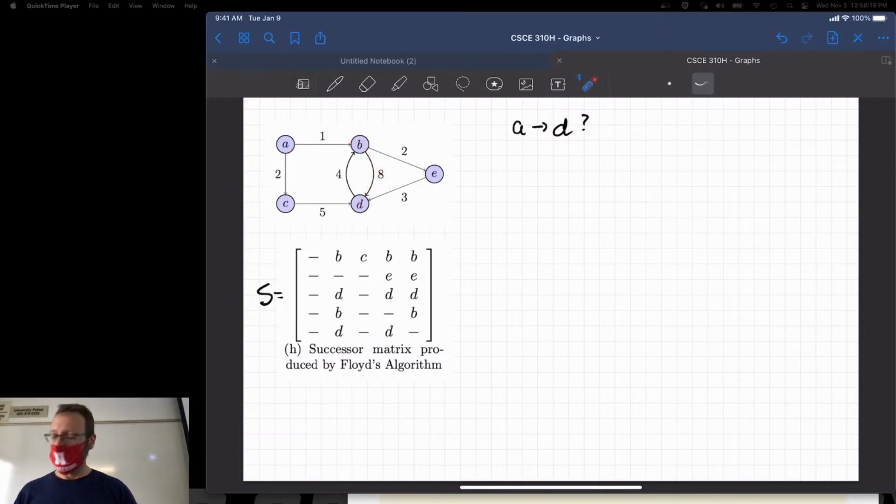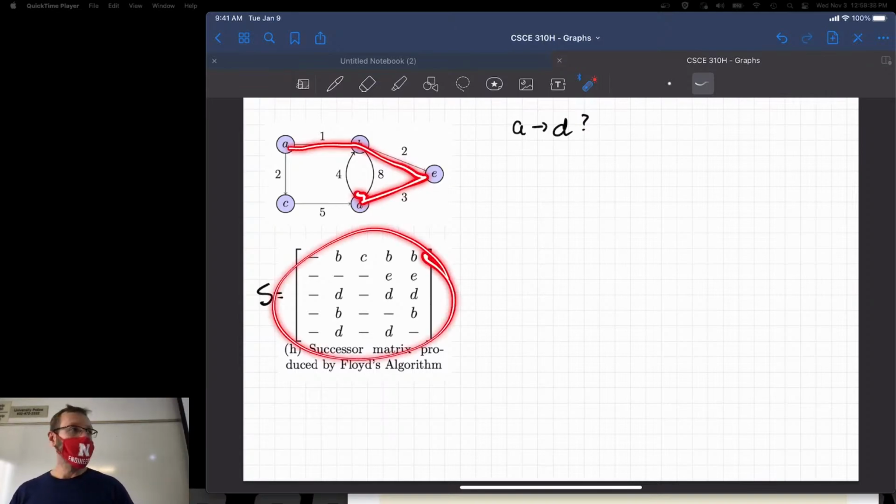Can I do better? Remember what I just showed you. You can do it by going to B to 2 and then 5, 7. Can you do it even better? How? A to B to E and then backtrack to D. In other words, the longest path in terms of the number of edges is actually the shortest weighted path.